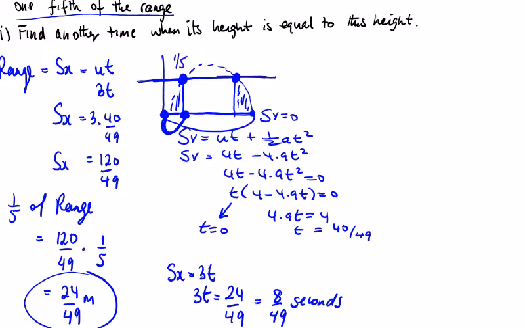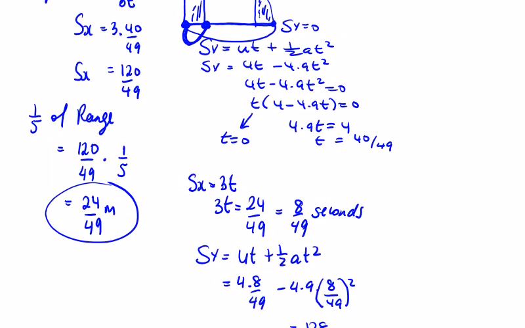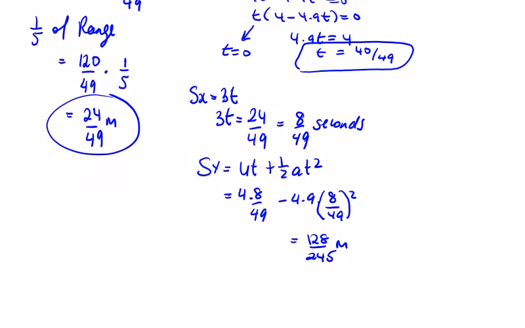So another time when the height is the same, so we're looking for in here and here, that's 1/5 of the range. So this has to be 4/5 of the range. So let's get 4/5 of the total range. So the total range time is 40 over 49. So 4/5 of 40 over 49 is going to be 32 over 49. 5 into 40 goes 8 times. So 32 over 49 seconds is the other time when the height is going to be the same.